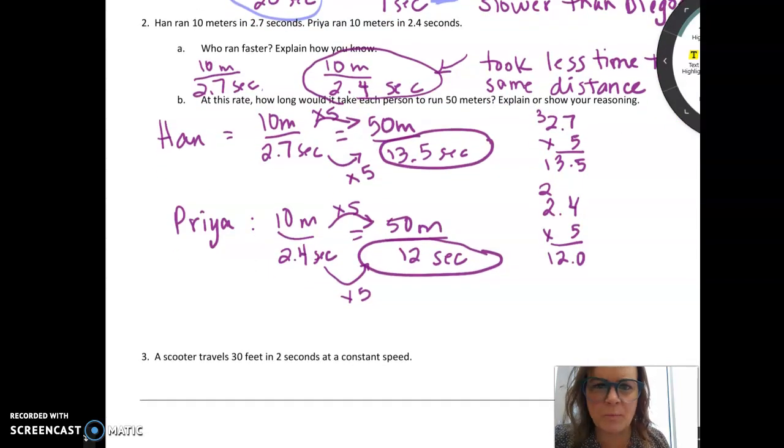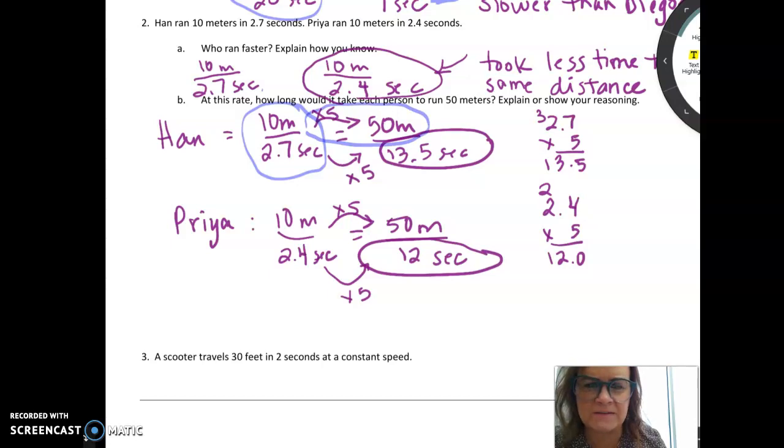But then in the next problem, we have to figure out how long it would take each person to run 50 meters. And so what I did here is you can see I put 10 with the 2 7/10 for Han, and then I'm trying to get to 50 meters, so I'm multiplying the 10 times 5 to get to 50. But if I multiply the 10 times 5, then I also have to multiply the 2 7/10 times 5, and I get 13.5 seconds is how long it would take Han.